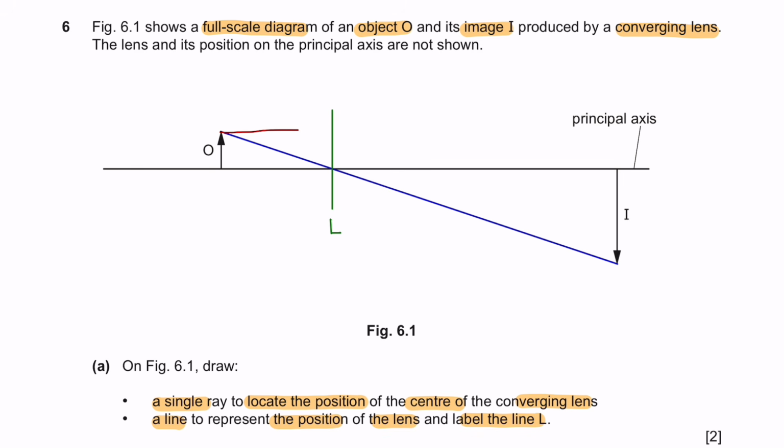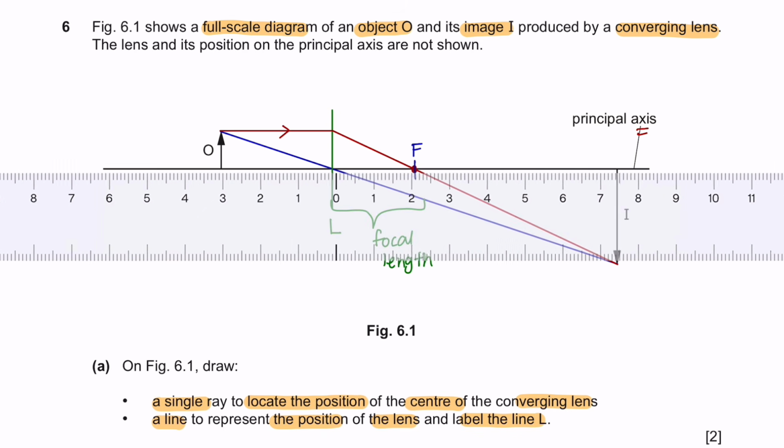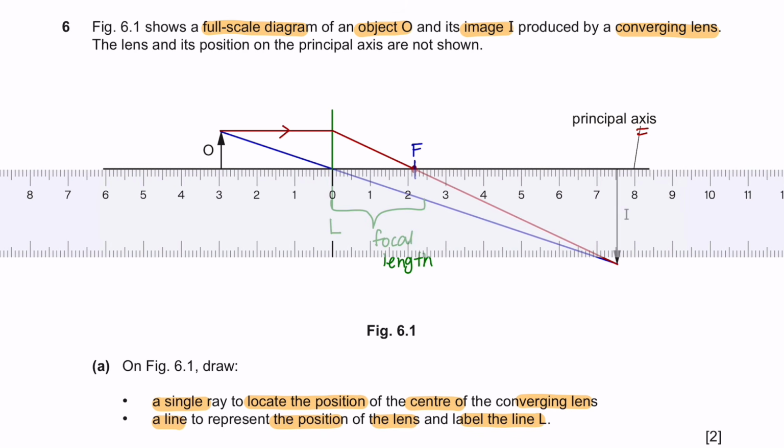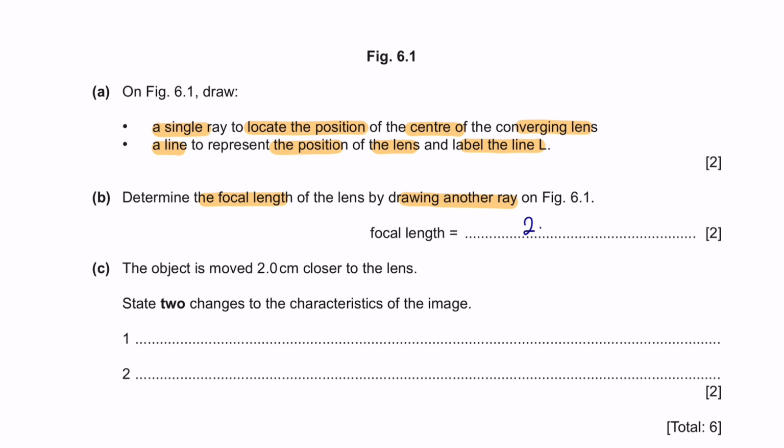So we draw a straight line from the tip of the object to the center of the lens. And then from there, we will elongate until we arrive at the tip of the image. This point where it intercepts with the principal axis will be your focal point. And let's label it as F. So the length between the center of the lens and the focal point is my focal length. From here onwards, I can just use a ruler and measure the distance. I get roughly 2.1 as the distance. So the length here is 2.1 and the unit will be centimeters.